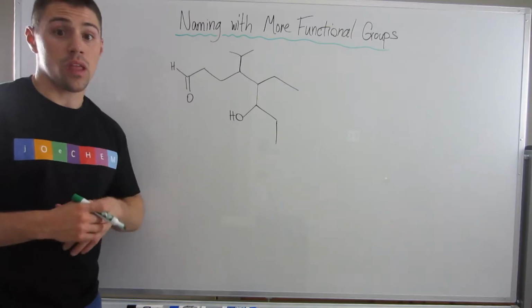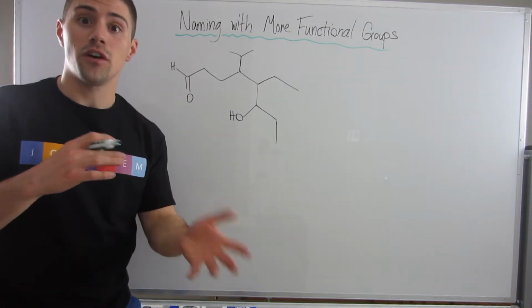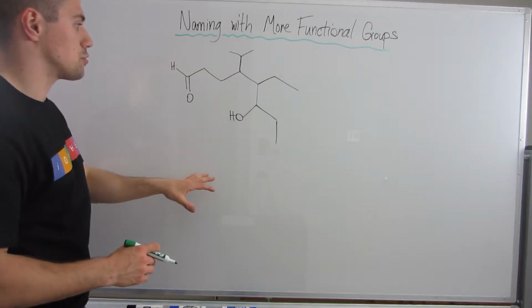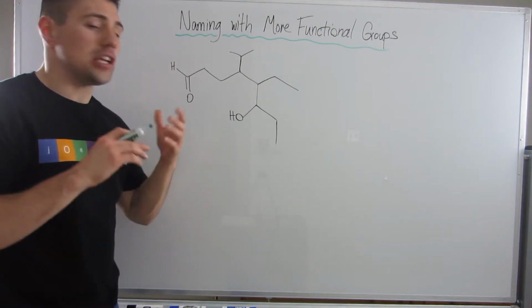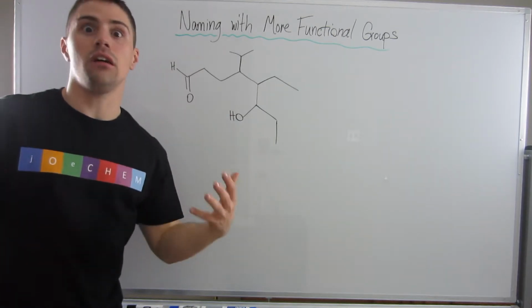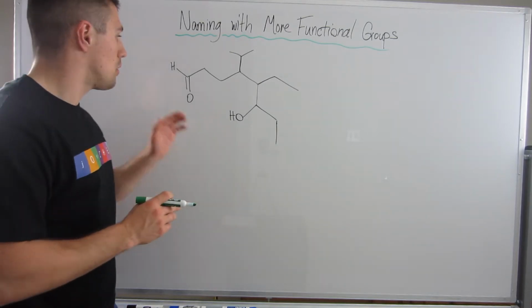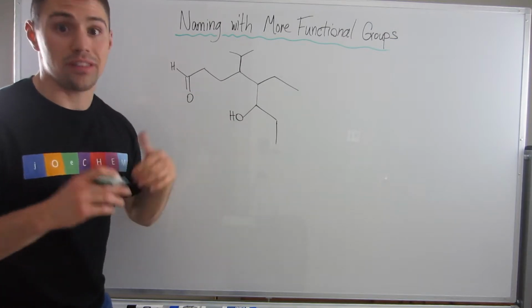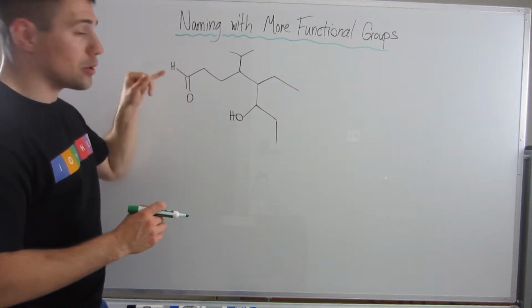Okay, gang, let's tackle another naming problem that involves functional groups that are higher priority than alkanes. Looking at this structure, your teacher may really love naming, or maybe not, so this may be relevant and maybe not. I'll tell you that aldehydes are a higher priority than alcohols, right? So this is going to dictate where we're going to start naming.